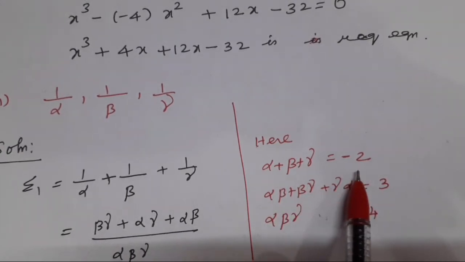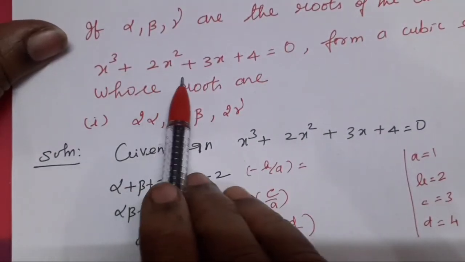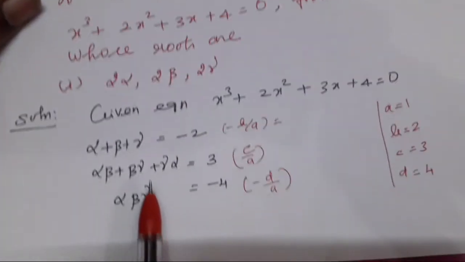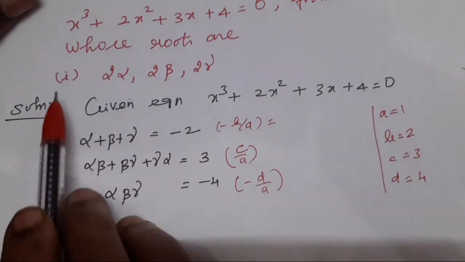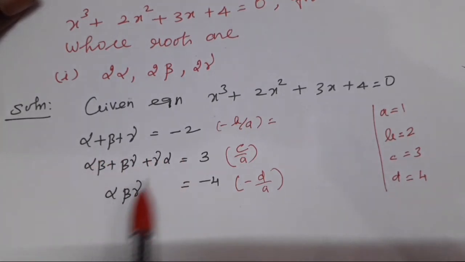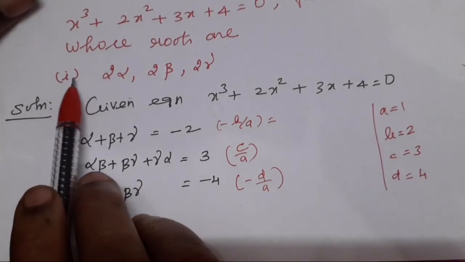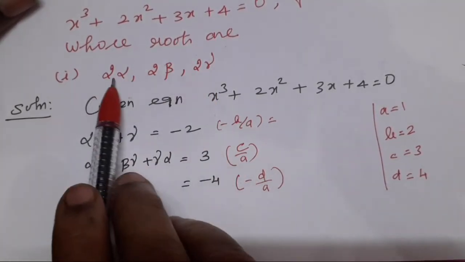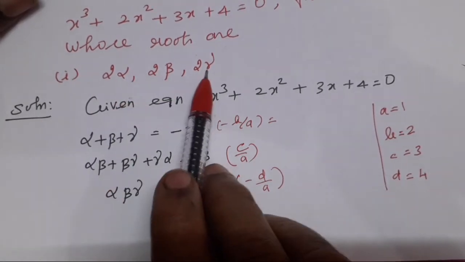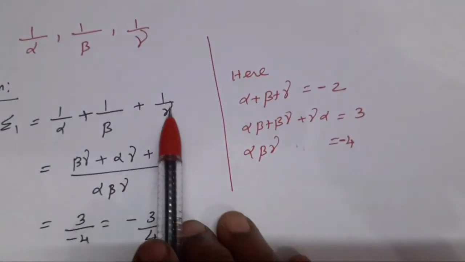Therefore alpha plus beta plus gamma equals minus 2. For the second sum, I am teaching the second subdivision. The given equation is the same equation: x cube plus 2x square plus 3x plus 4. So first we commonly take the sum. These values are used in the first three subdivisions also, with the same result. The same values for alpha plus beta plus gamma are used as the same answer for the three subdivisions, only because the roots are given separately. The first question gives the roots 2 alpha, 2 beta, 2 gamma. For the second question, the given roots are 1 by alpha, 1 by beta, 1 by gamma.